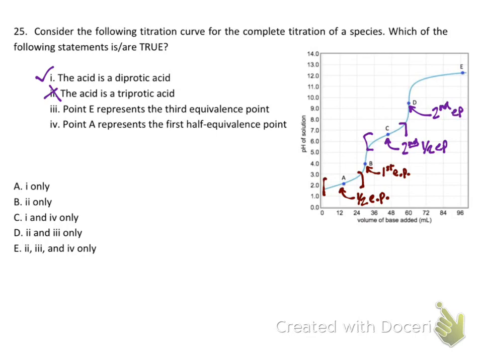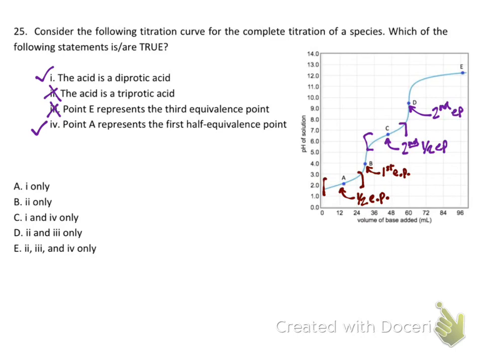Then, if we look at what are the possible equivalence points, so point A is the first, point B is the first equivalence point, point D is the second equivalence point. So point E represents the third equivalence point. No, point E is just an arbitrary point where there's a lot of base added in. Point A represents the first half equivalence point. That is indeed true.